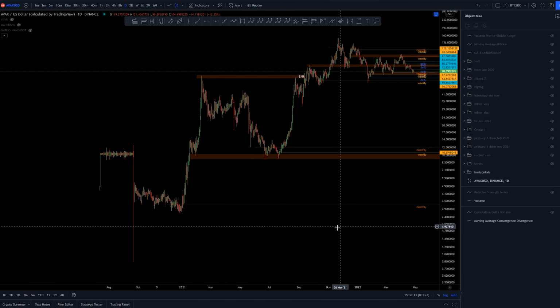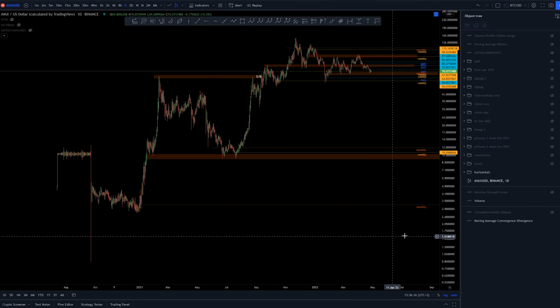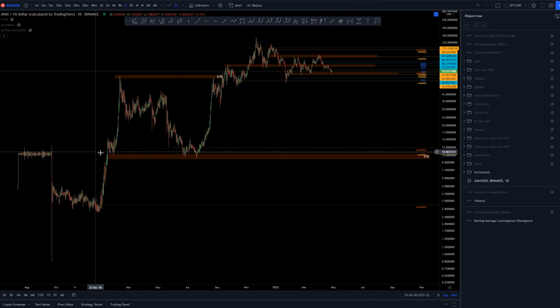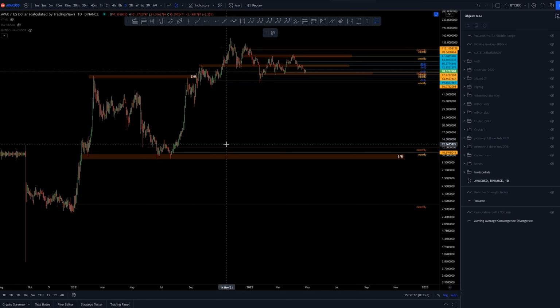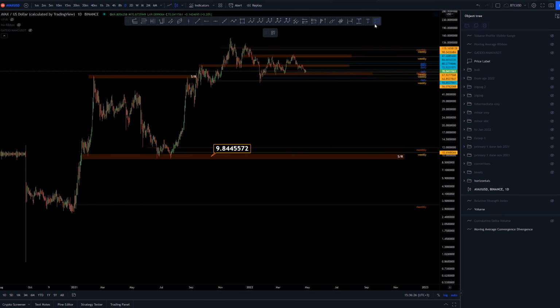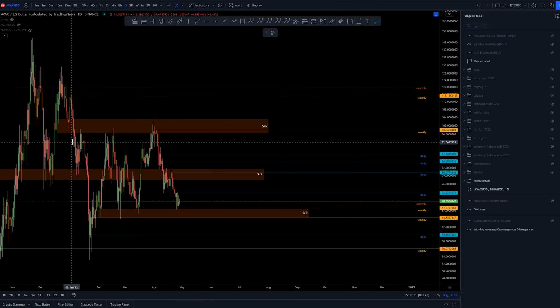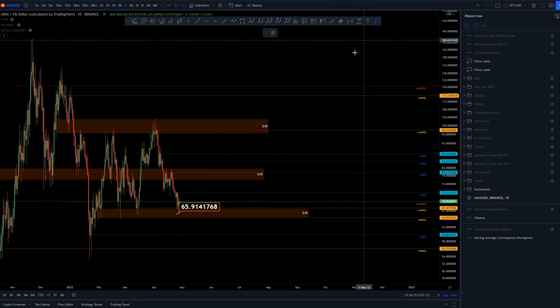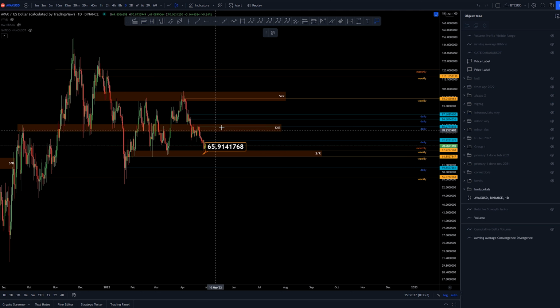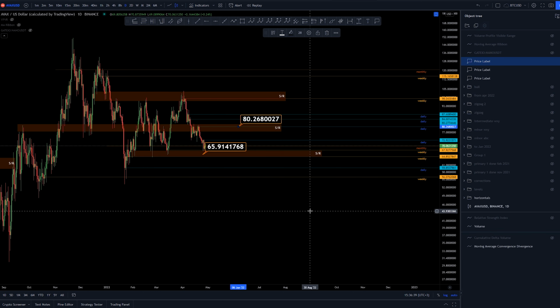Now let's get some support levels going on. So these brown boxes again here, on the daily time frame, the lowest support is currently around $9.84. If we zoom in a bit closer around current price action, right below us around $65 we've got one area, and right above us we've got another one.